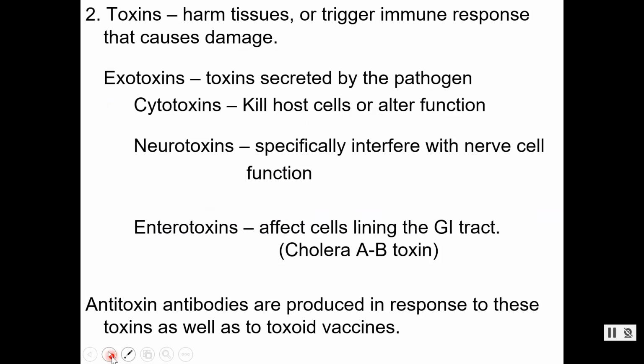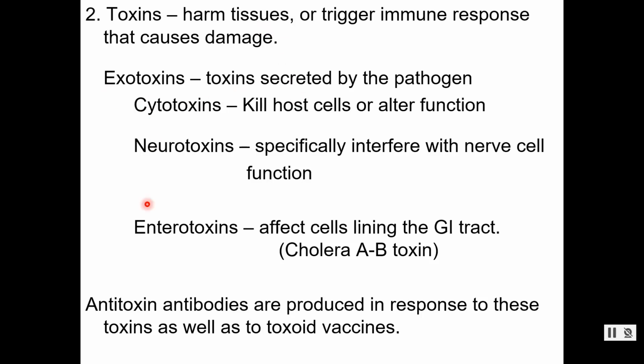Some bacteria may have virulence factors that are actually toxins, something the bacteria makes and produces inside the host. The toxin can harm tissues or trigger an immune response. And sometimes our immune response is what's causing the damage. Okay, so we can classify toxins in various ways.